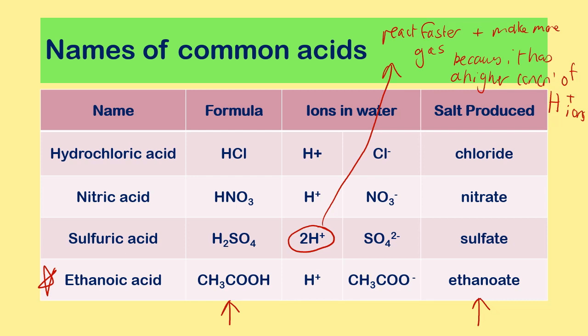So you need to know the names of the acids and you need to know their formula and the salt that is produced. Hydrochloric acid, HCl, it will make metal chloride. Nitric acid, HNO3, it will make metal nitrates. Sulfuric acid, H2SO4, it will make metal sulfates. Ethanoic acid, which is the acid in vinegar, it will make metal ethanoates. You do need to know the formula of ethanoic acid because it's part of Unit 2.